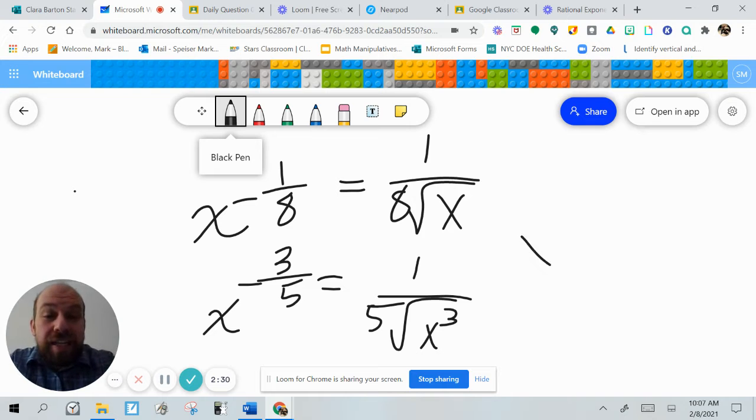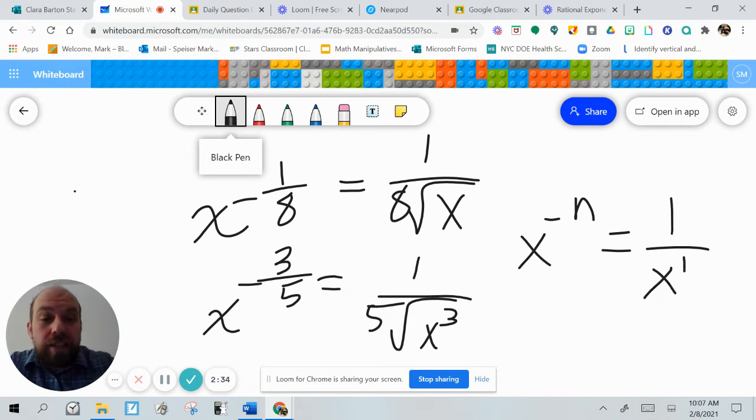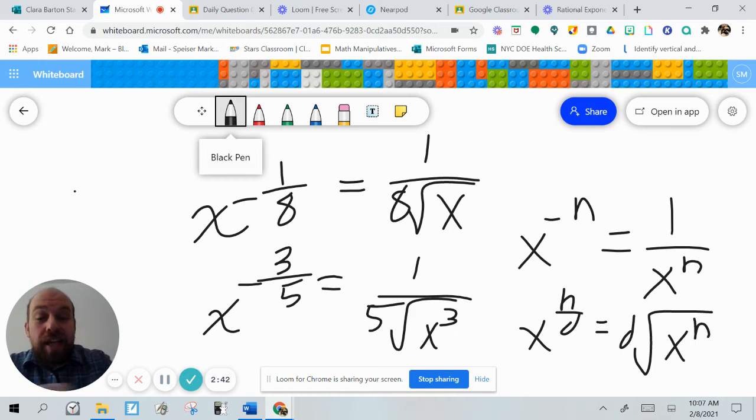Remember, the basic rule is x to the negative n is 1 over x to the n. And we're doing x to the n over d equals the dth root of x to the n. I'm using n and d because the numerator over denominator. Numerator goes on the radicand. The denominator becomes your index.